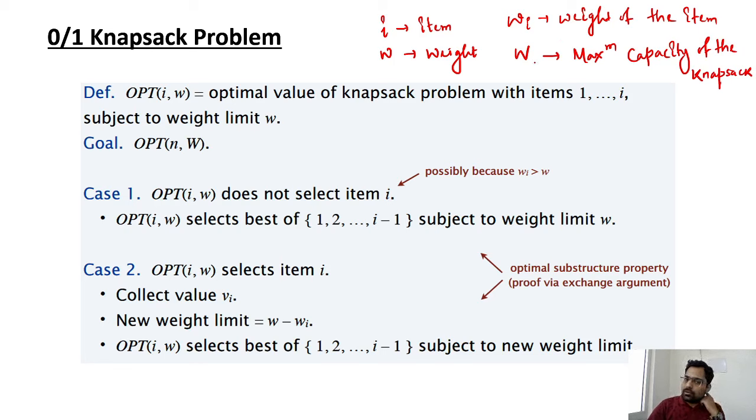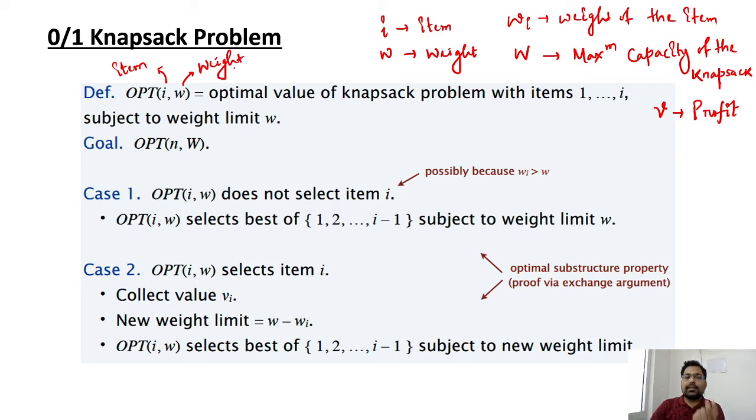One more thing it introduced is small v, which is profit. Small vi means V1 represents the profit of the first item, V2 represents the profit of the second item, like W1 represents the weight of the first item, W2 represents the weight of the second item, like this. As per the definition, we utilize OPT, optimal, or OPT(i, w). i represents the item we are discussing now. w stands for the weight.